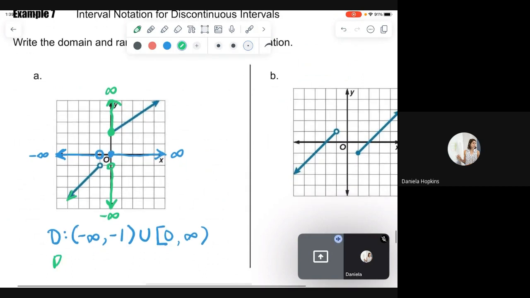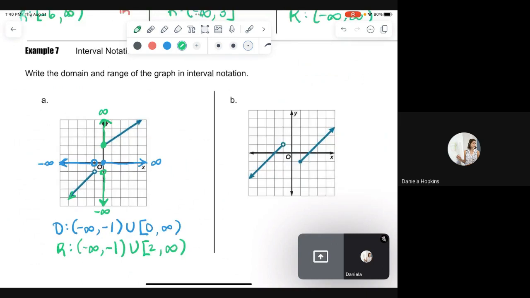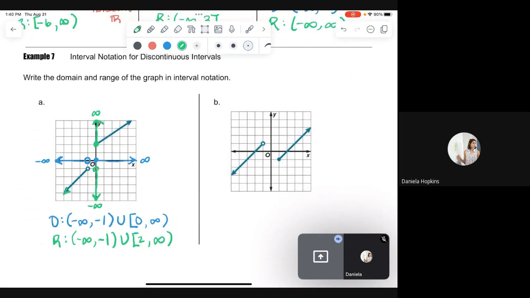So my range, I'm going to start at the bottom. It would start at negative infinity. It would stop at negative 1 on my y-axis. And again, it's a parenthesis at negative 1 because it's an open circle there. A union for that space. And then it picks back up this time at 2 to positive infinity. You guys have questions about part A?